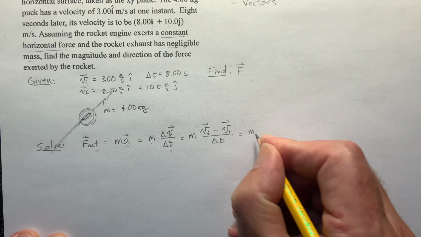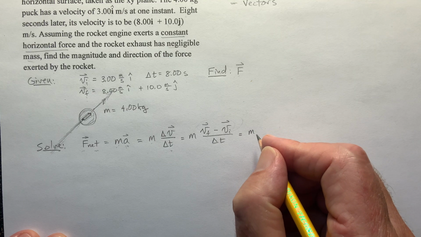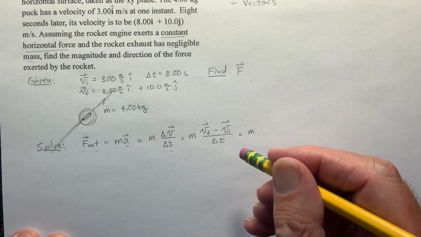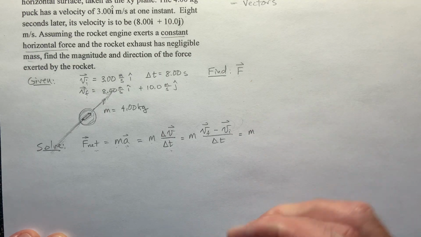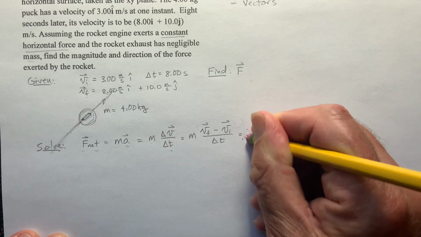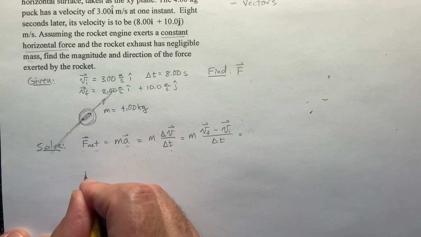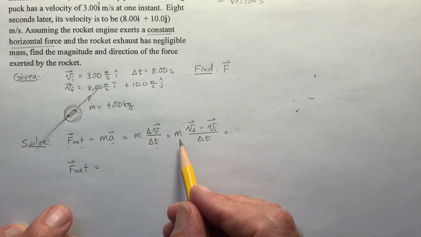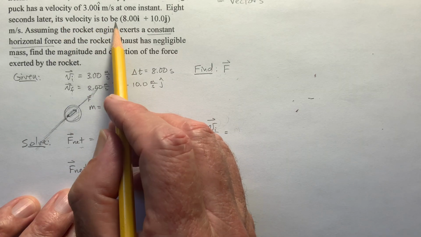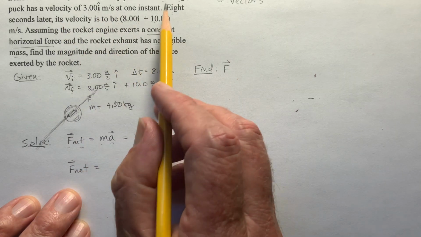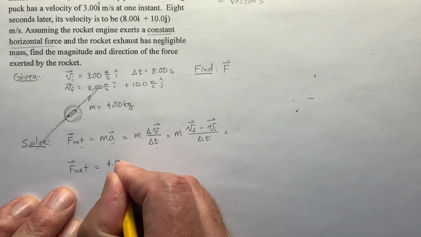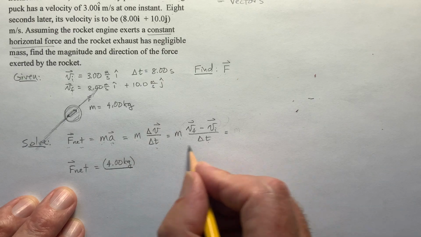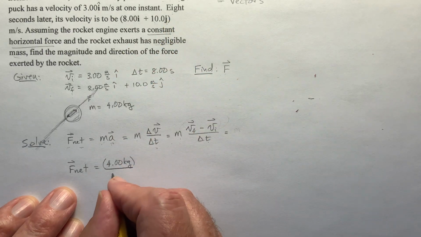All right, so now we can plug our values in. We can do this all in one line. Actually, let me start it down here so it's a little neater. So what is the mass? Well, the mass is 4 kilograms. And then the change in time, I'll just put it over here, it's 8 seconds.